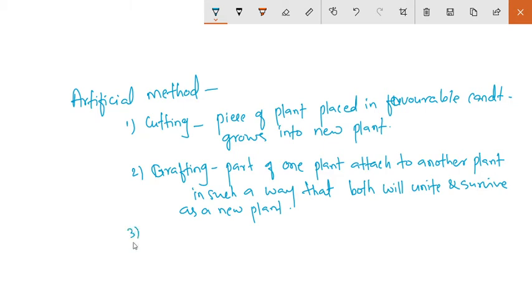Then budding. Budding means that instead of a whole plant branch, the scion is a small piece of bark.